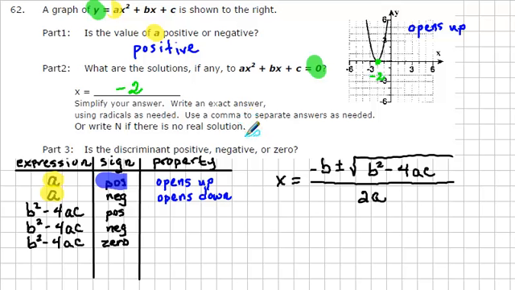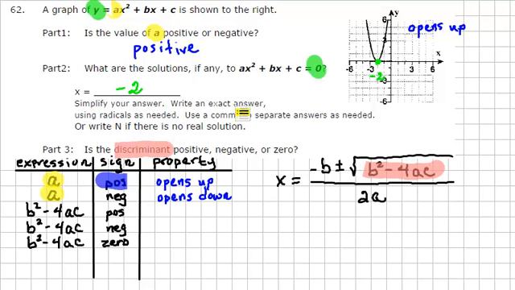Part 3. Is the discriminant positive, negative, or 0? What we need to recall is that the discriminant is the b squared minus 4ac that's underneath of the radical symbol in the quadratic formula. The quadratic formula helps you to solve the equation ax squared plus bx plus c equals 0. The solutions are given by this equation. The discriminant is the radicand, the part underneath of the radical.